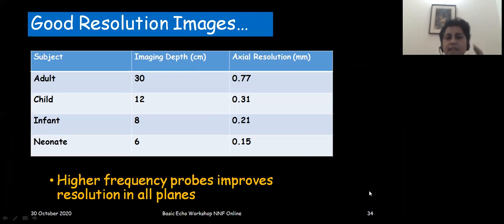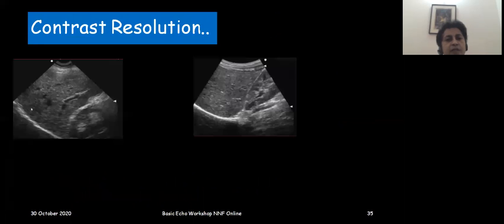here is a table which indicates, now in an adult, I may have to go up to 30 centimeters in depth. So with my axial resolution, I can't see structures which are less than 0.77 millimeter apart. So if there are two objects which are closer than 0.77, they are only seen as one object. And similarly in the neonate, when I go through an imaging depth of about 6 centimeters, objects which are closer than 0.15, that means as long as the distance is 1.5 millimeter between them, I can see them as two different objects. So in other words, higher frequency probes improve resolution in all planes.